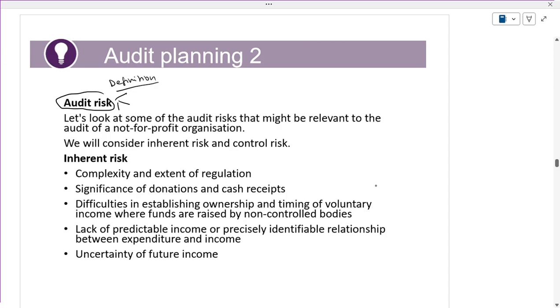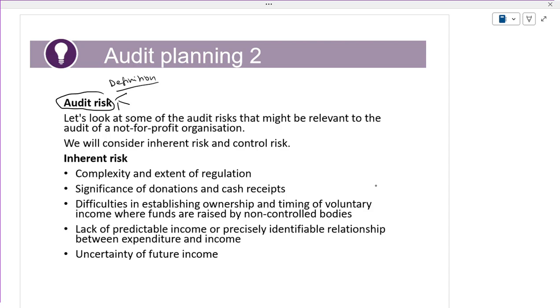Complexity and extent of regulation. See what happened. You are talking about the charities, you are talking about the schools, you are talking about the hospitals. It's not so easy. Old age homes, okay? There are very strict government regulations. The complexity is there. Running a hospital is difficult. Running a trust, a not-for-profit organization, has more challenges.